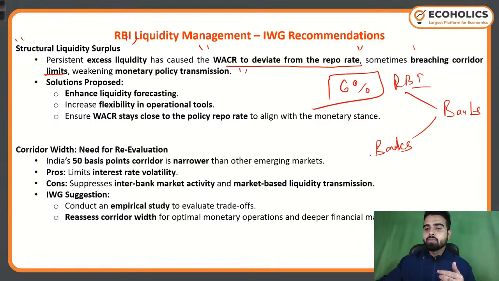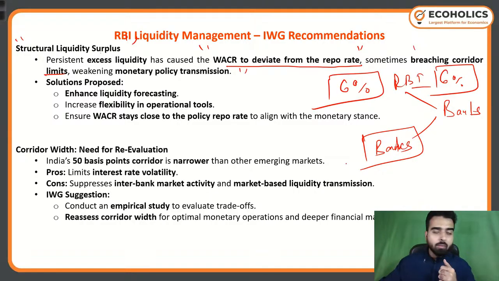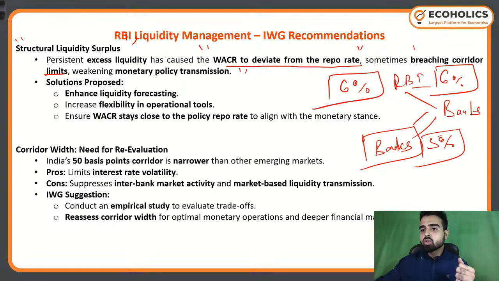Now they will see that RBI is charging 6% for the loans, for the credit that the banks want, and there is excess liquidity in the market. Now they are saying that the banks are giving at 5% only because they have excess liquidity with them. So they will choose interbank operations. They will switch to interbank lending, and that is the reason persistent excess liquidity caused WACR to deviate.